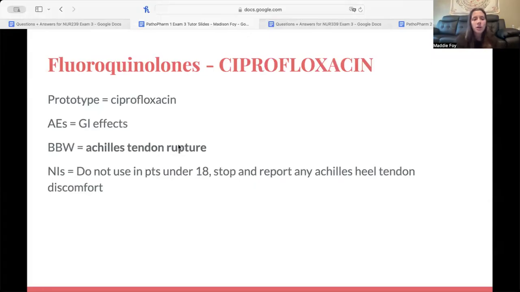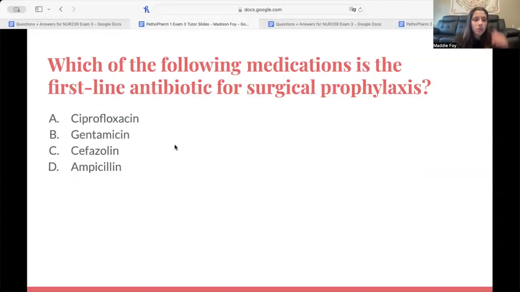Then you have a fluoroquinolone. This is Cipro or ciprofloxacin. Like all antibiotics, an adverse effect is GI symptoms, so nausea, vomiting, just general stomach upset. And the black box warning is kind of unique. That's going to be the rupture of your Achilles tendon. So you're going to teach them that you want to report any signs of discomfort in the Achilles heel region. And then also because of that risk, it is not safe for use in patients under the age of 18.